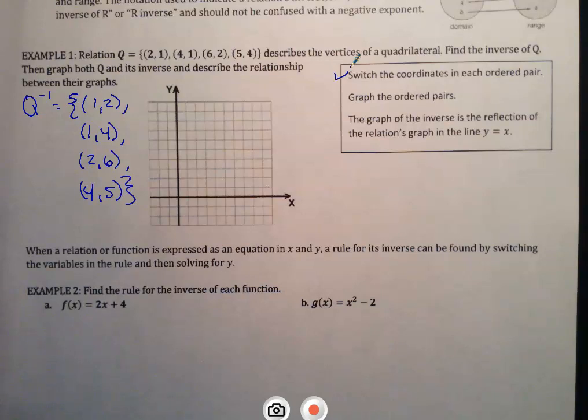Now we need to graph the ordered pairs. We want to graph both of them so we can see both of them. Okay, so we have (1, 2), (1, 4), (2, 6), and (4, 5). It told us it was a quadrilateral, so I'm going to go ahead and connect these so we can see that it's a trapezoid.